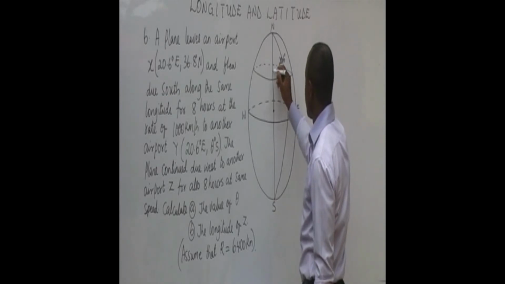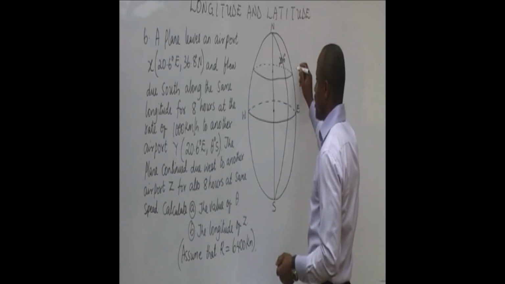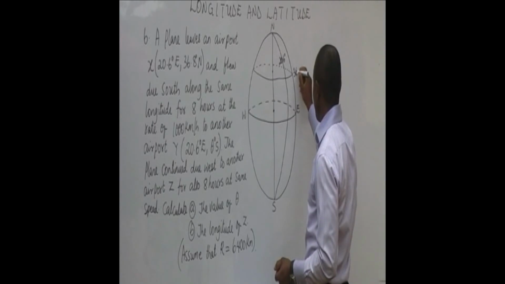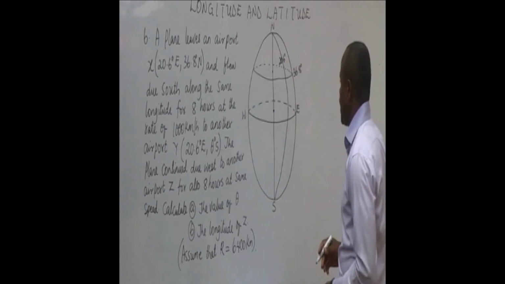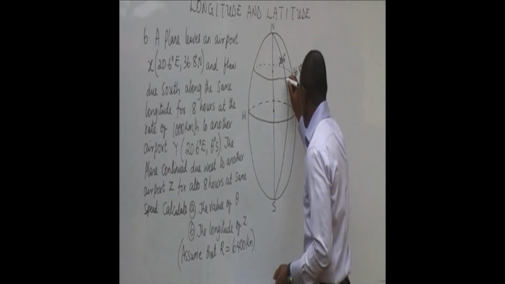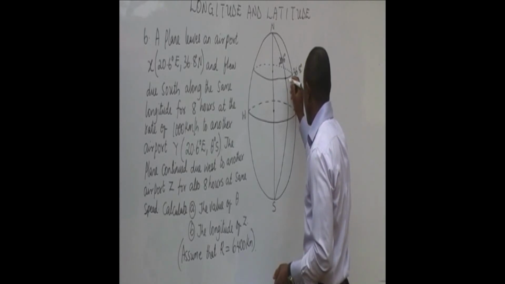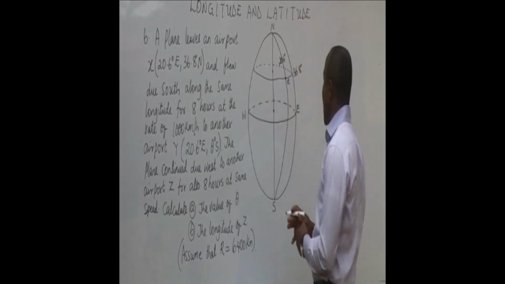And call it 36.8 degrees north. 36.8 degrees is already in the north. So that means this is the point of the airport in your father's farm called X, airport X.